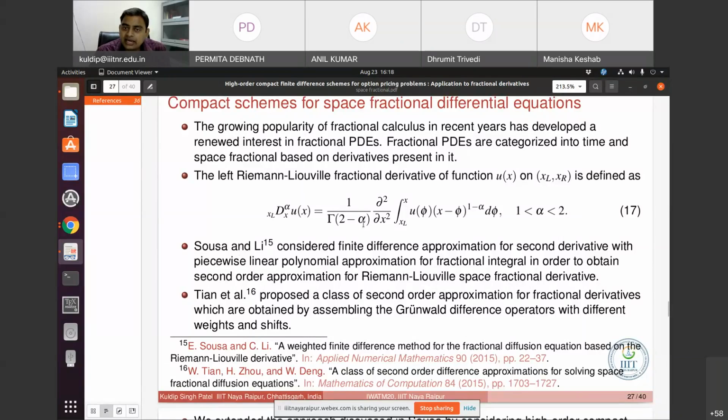The idea I gave, why I worked on the left Riemann-Liouville fractional derivative, is that this left Riemann-Liouville fractional derivative is used in the Black-Scholes equation. Left is very intuitive, because in option pricing we always start from 0 to something, right? So left is intuitive. Why we are not going from the right, and why we are going for Riemann-Liouville, for that, if you wish, you can go to this paper by Sousa or something, right?